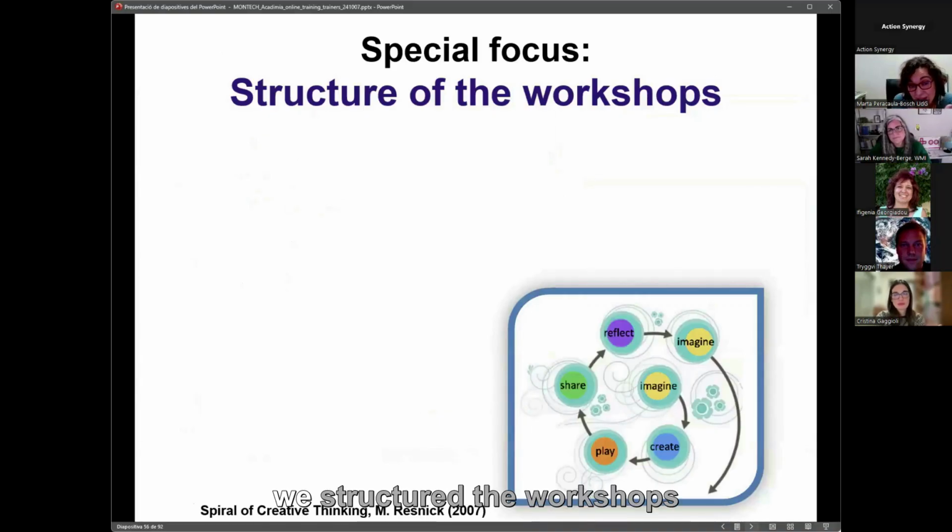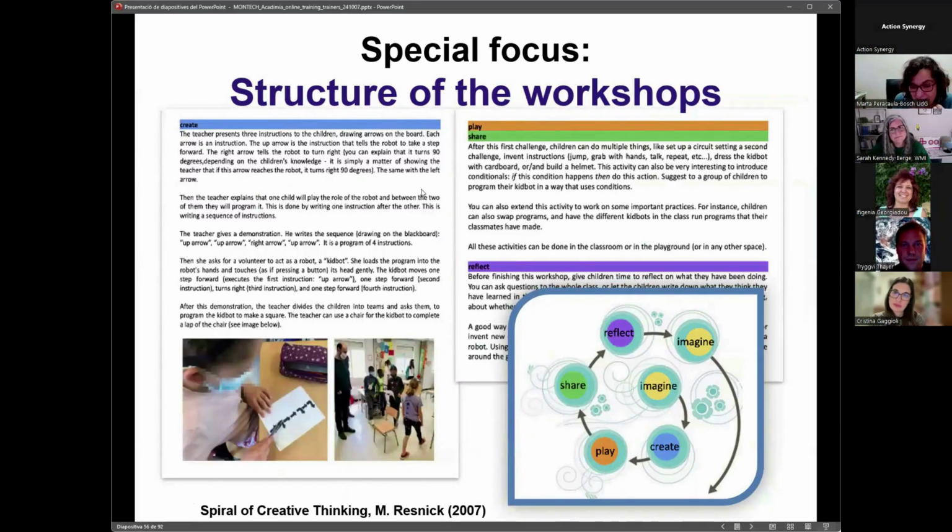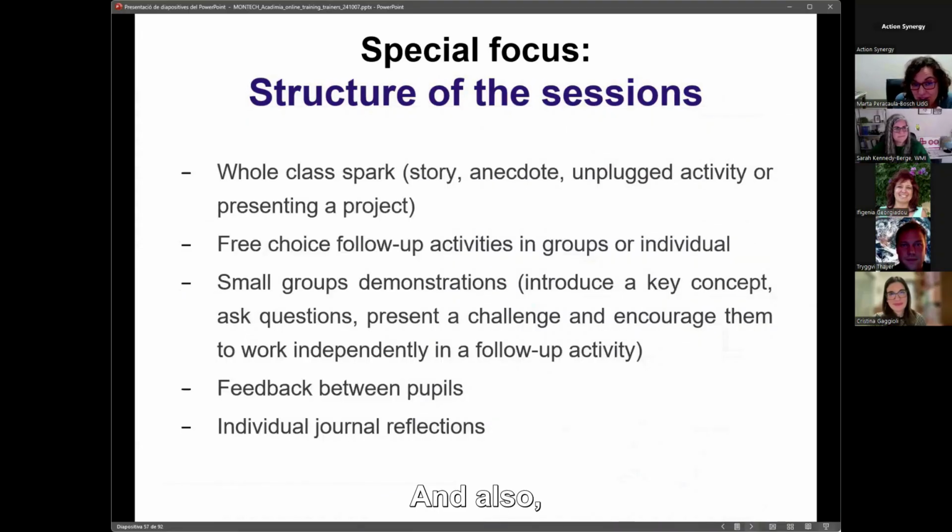In the guide, we structured the workshops in a way that we try to detect in which part of the creative thinking spiral we are. Sometimes we can do the whole round. Well, we propose, these are screenshots of the guide. So there are these tags with color that correspond to the spiral, the creative part, the playing, the share, the reflection, all these parts. Okay, and also the sessions are very Montessorian. I don't know if you want to tell it also, Sarah. The spark, well, all the yeah.